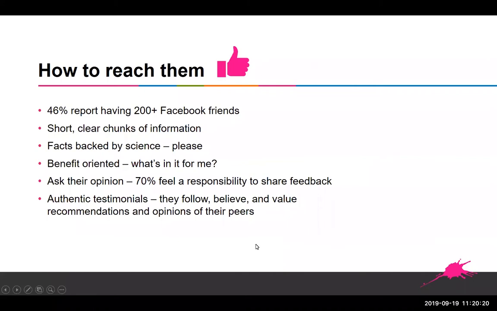So how do we reach them? What kind of strategies can we use to make our messaging more impactful? Well, they are very well connected on social media, so that is one place to start. This group requires short, clear chunks of information. As I said, they are working, they are parents, they do not have a lot of time to really read through things, so they want the information to be clear and short. They also want to have their facts backed by science. We do not have to shove it down their throat, but they do want to make sure, and they will check our references. So make sure that you include those.